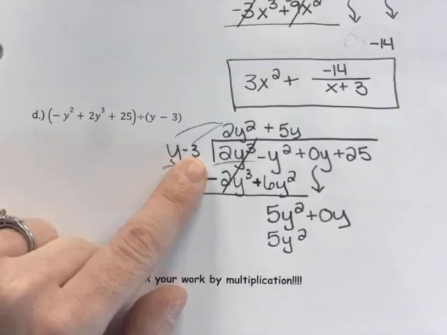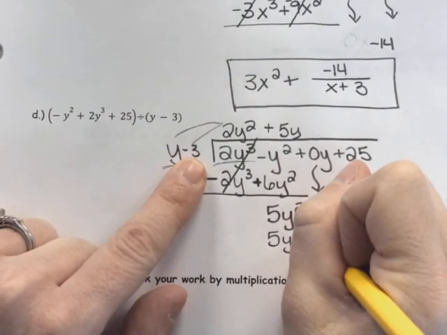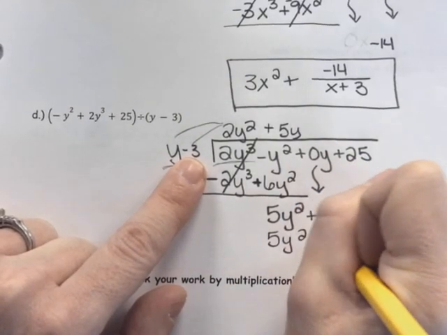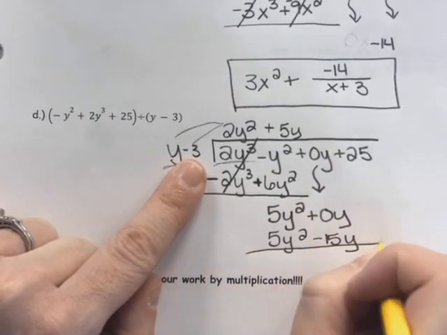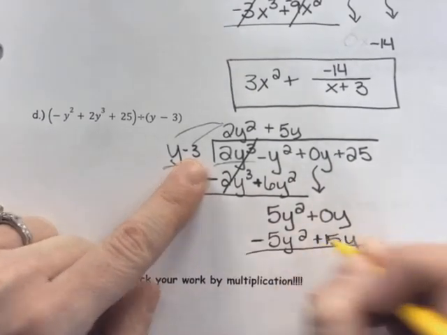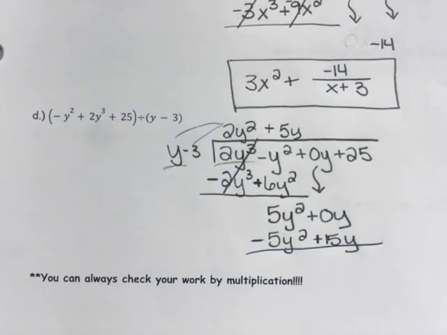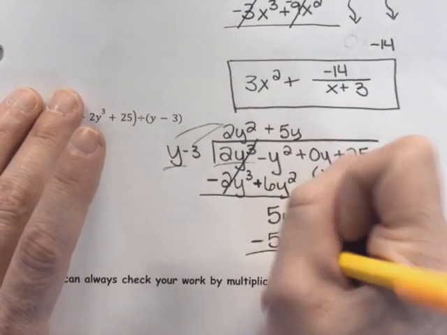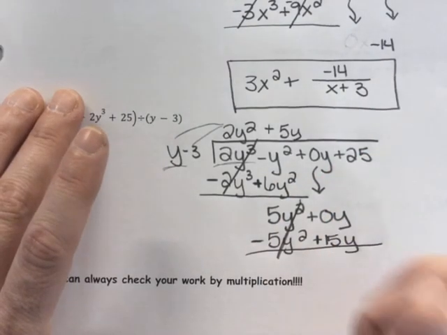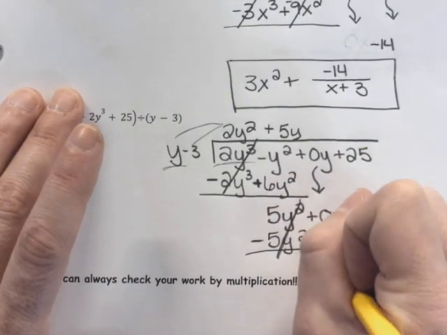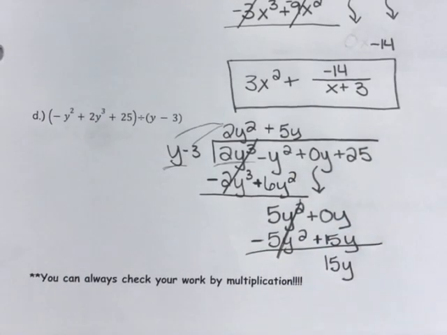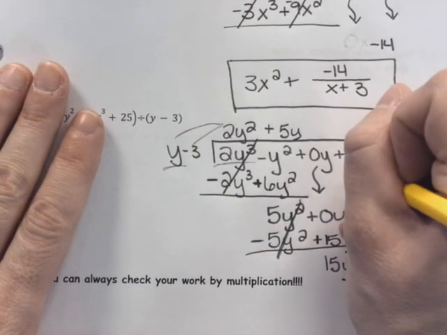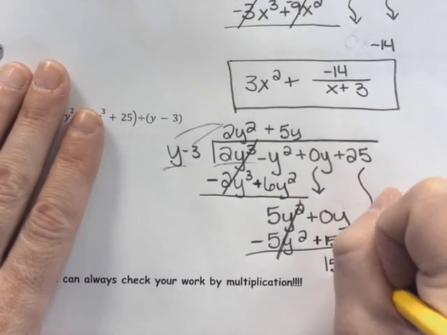5y times negative 3 is what? Negative 15y. Switch your signs. What happens to the y squared terms? They cancel out. 0 plus 15 gives me 15y. So do you see how the 0 kind of helped us there? We needed that as a guide. There was nothing there, we're adding 15 to it. And now our last step is to bring down the 25.